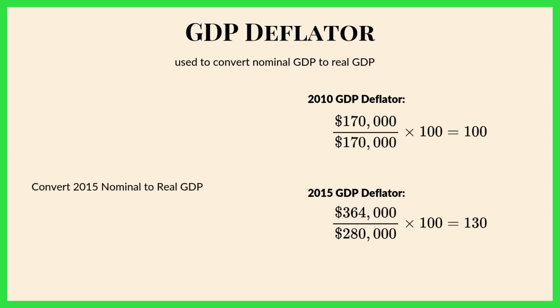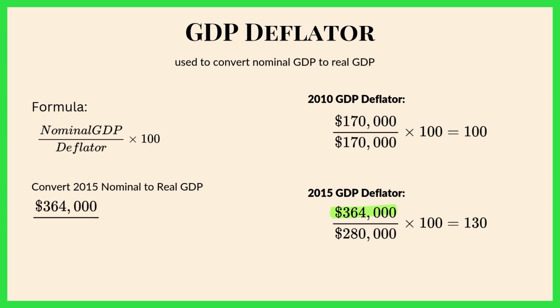Now we can use those values to convert nominal GDP to real GDP. The formula for this is nominal GDP divided by the GDP deflator times 100. So, in 2015, the nominal GDP was $364,000 and the GDP deflator was 130. This gives us a real GDP of $280,000, which correctly matches the actual real GDP of 2015.